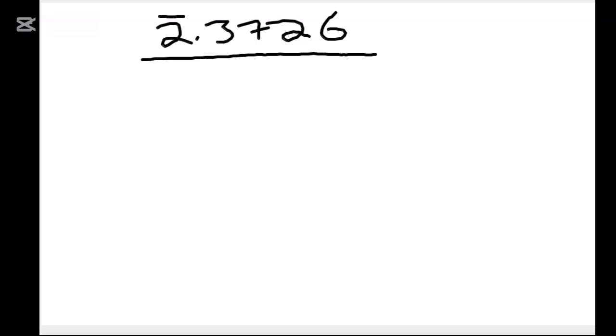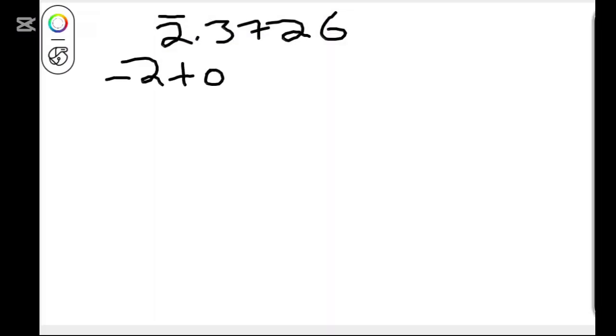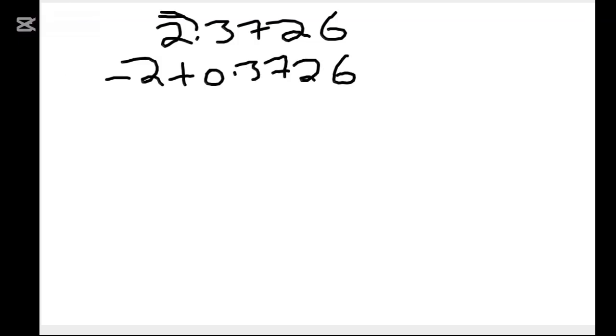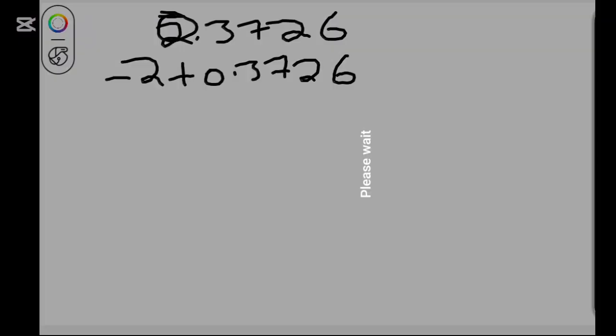You have to take note that in notation, this 2 bar 0.3726 means -2 plus 0.3726, because this bar is indicating what? A negative sign. And therefore, if you say -2 plus 0.3726 at the end, you will end with this.